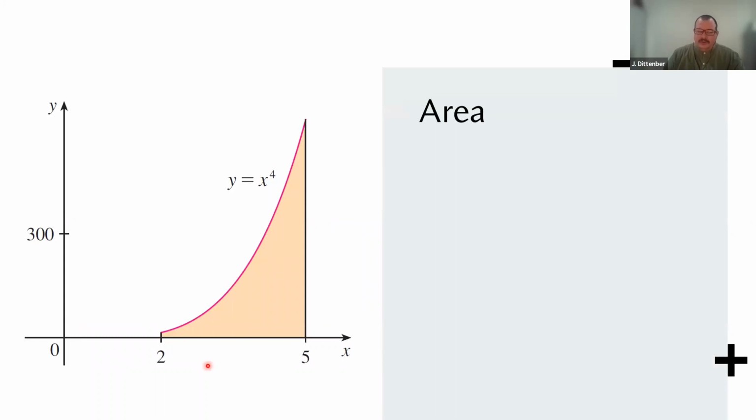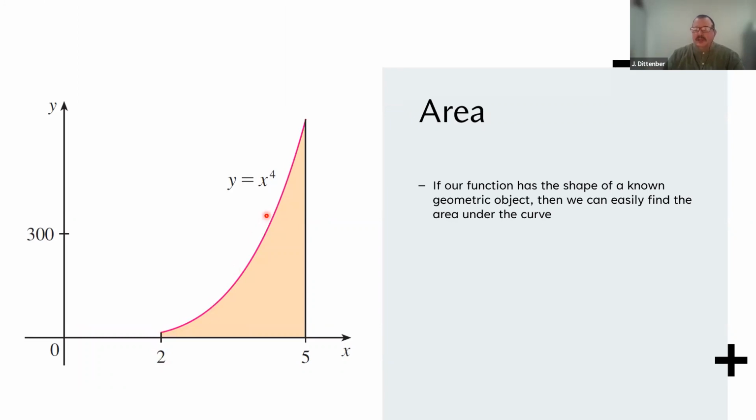Now, we could find the area under y equals x, but what about something like this? If our function doesn't have a known geometric object, if our function is not the shape of a known geometric object, so if our function is not a rectangle or a square or some kind of a polygon or triangle, circle, something we have a formula for, then how can we find the area under the curve?